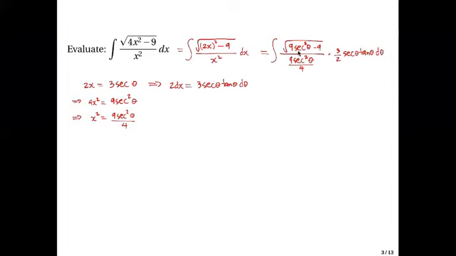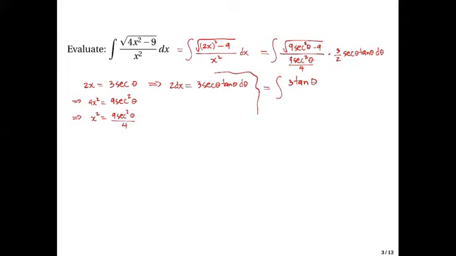And then this here, we can simplify. We can factor out 9, and then we take the square root of 9. So we will get here the integral of 3 times secant squared minus 1, and that's just tangent squared. So the numerator becomes 3 tangent theta.